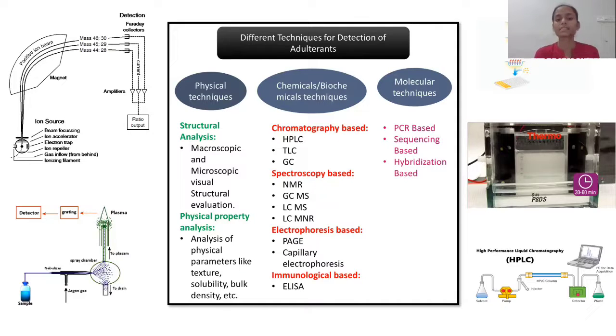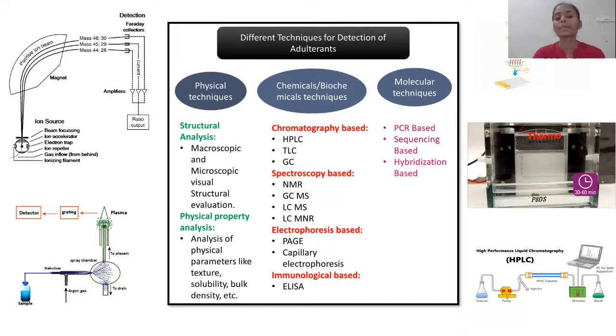Physical techniques consist of two parts, structural analysis and physical property analysis. In structural analysis, there are microscopic and macroscopic visual structural evaluations. Physical property analysis includes the analysis of physical parameters like texture, solubility, bulk density, etc.